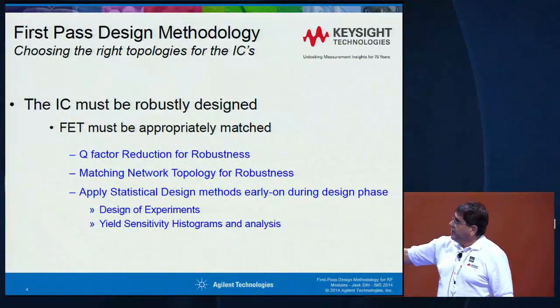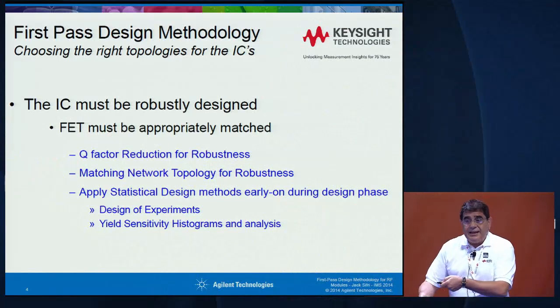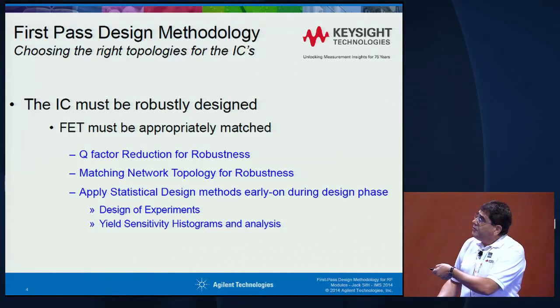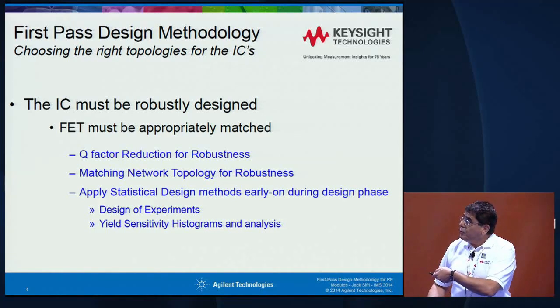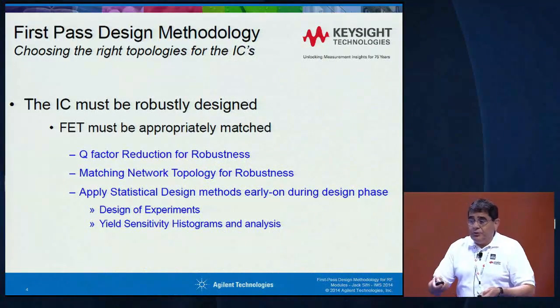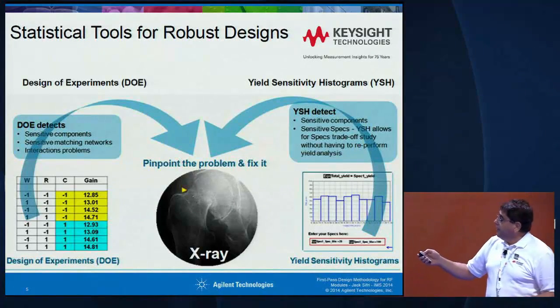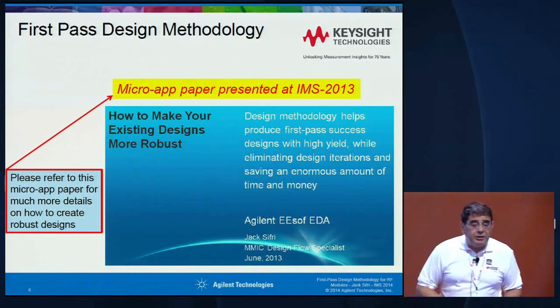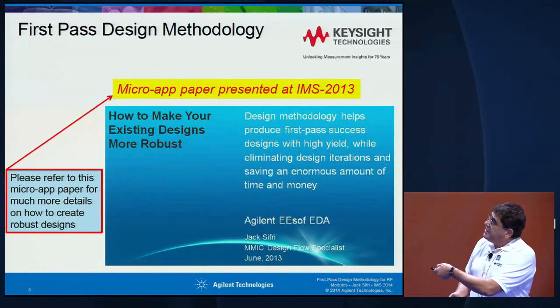So notice here, if you're designing the IC, whether it's a power amp or a switch or an LNA, Q factor reduction for robustness is very important. The matching network topology has to be very insensitive to the variation around it. Broadband networks, all these are very important in designing the IC to start with. You can apply a lot of statistical tools to help you achieve this. And last year I gave a MicroApps paper specifically on this topic, how to make your existing design more robust.